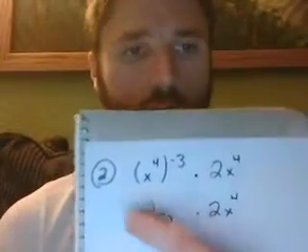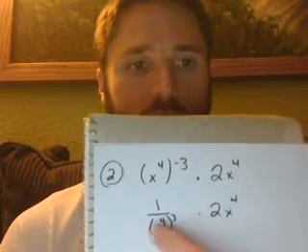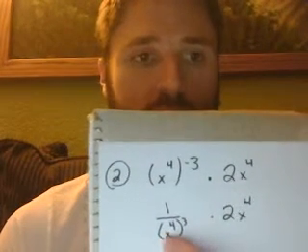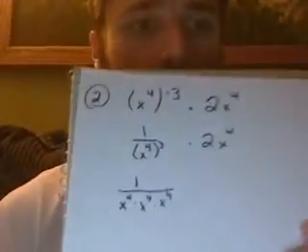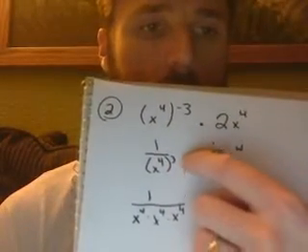Okay? Now let's deal with this guy right here. x to the fourth to the third power. What does that mean? Well, that simply means I'm multiplying x to the fourth by itself. How many times? 3 times. So that's going to be 1 over, we can't forget about our 1 in the numerator, x to the fourth times x to the fourth times x to the fourth. That's what this power of 3 means, okay? And we can't forget about our times 2x to the 4th.